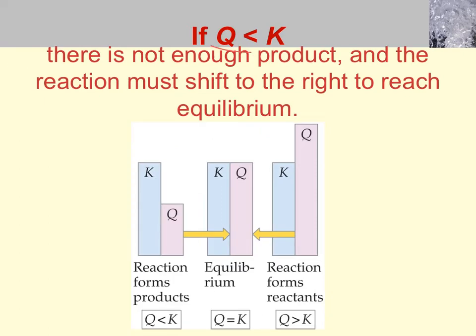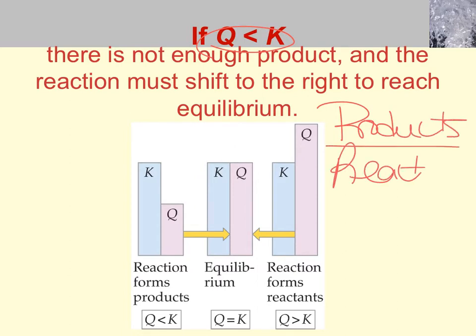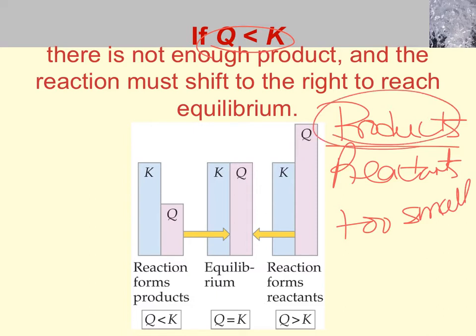If Q is less than K, what does that mean? Well, again, looking at the expression for Q and K, products over reactants, if this ratio is too small, Q is less than K, what does that mean? That means there's not enough product. And so in order to reach equilibrium, the reaction would need to shift to the right to make more product.